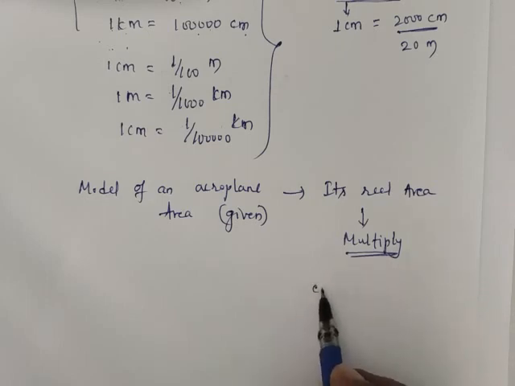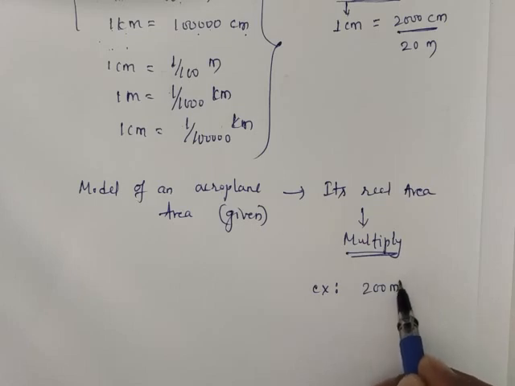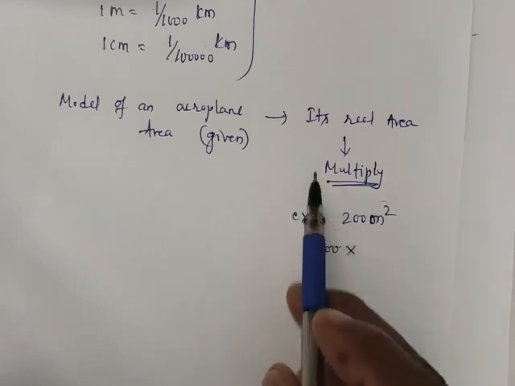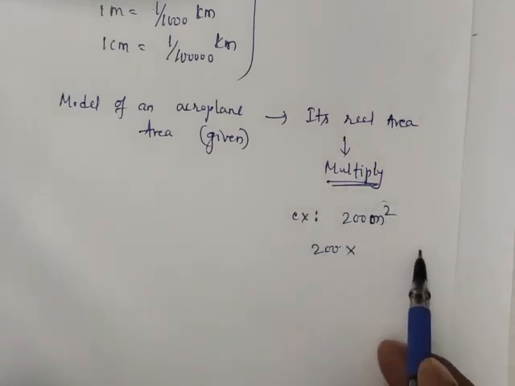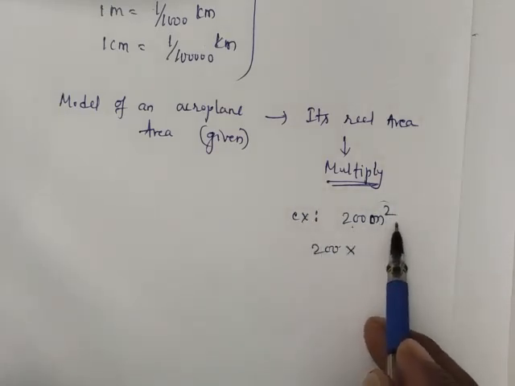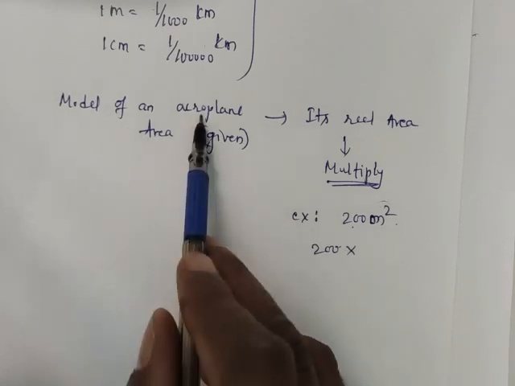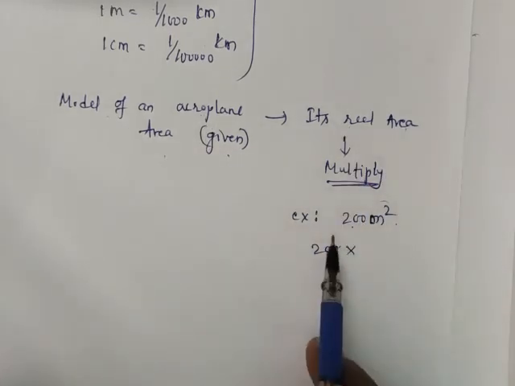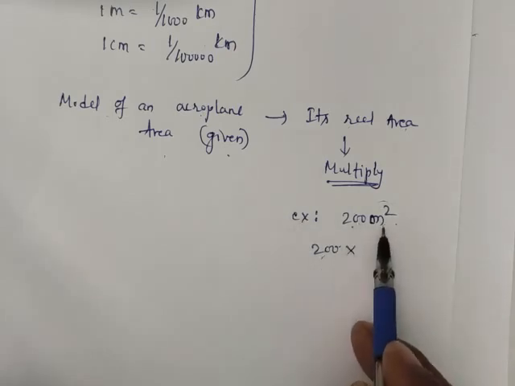For example, suppose 200 centimeter square is given. What do you have to do? 200 multiplied by the scale factor, since every centimeter becomes 2 by scale factor multiplication. 200 centimeter square is the model of an aeroplane area. If you want to get its real one, multiply the 200 centimeter square that is already given.